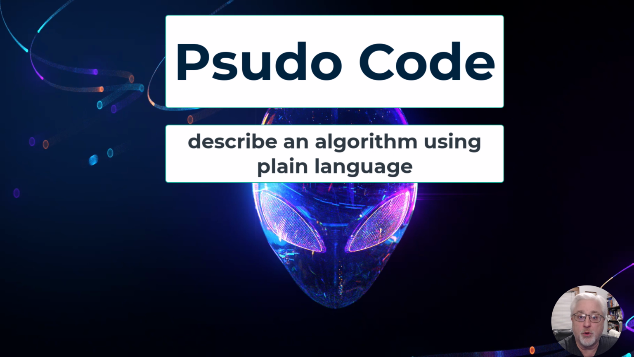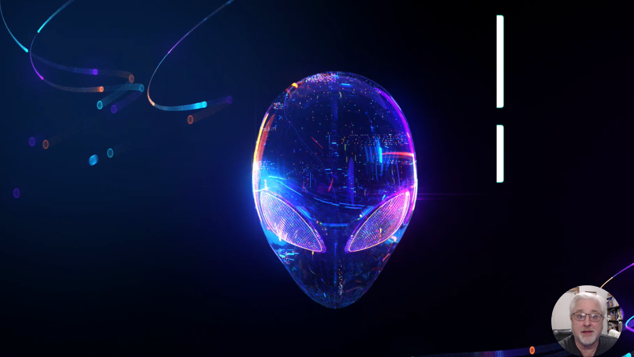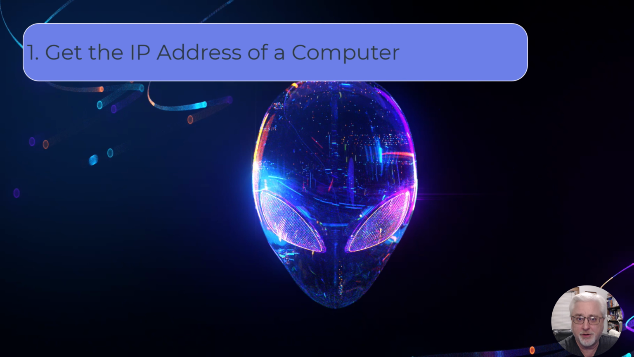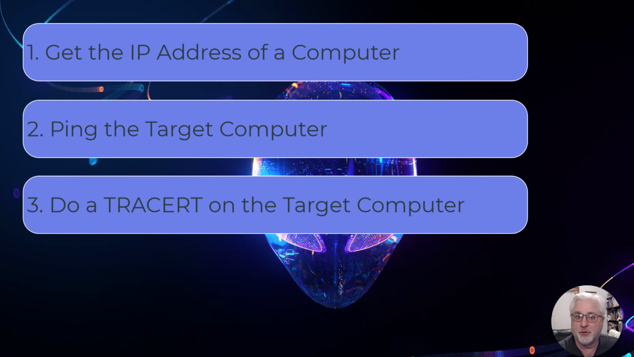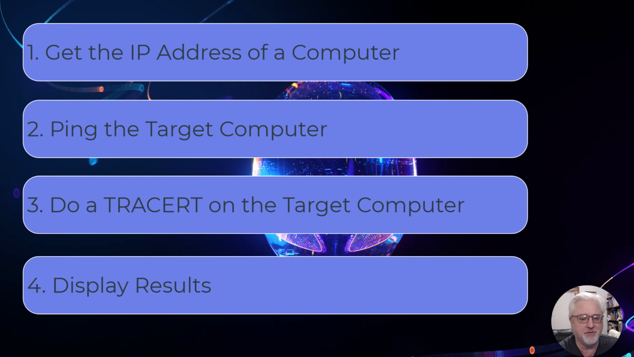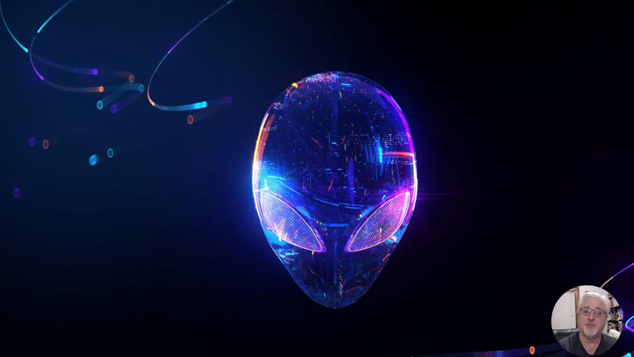So with this script, we are going to get the IP address of a computer. We are going to do a ping on that computer to see if it's available. And then we're going to do a trace route to see how many hops it takes to get to that computer. All right, very simple. Your pseudocode is 3 steps. Well, 4 steps if you want to get that information back. So that's what our code is going to be.